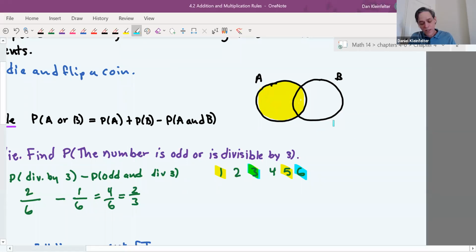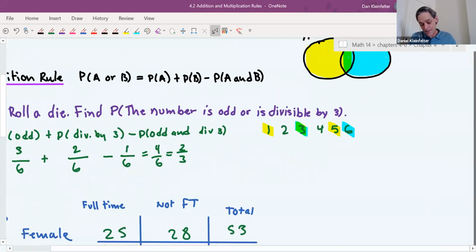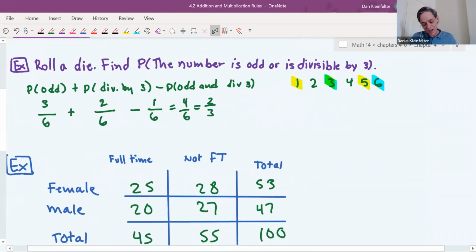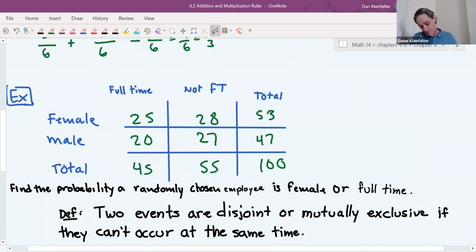And then for set B, if we want the elements of set B also, you can see that there's overlap there. And that's why we ended up subtracting that bit of overlap, because we don't want it to be counted twice. Okay, all right, here's another example.